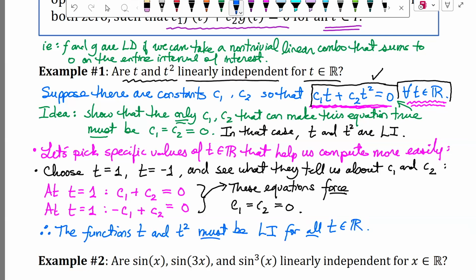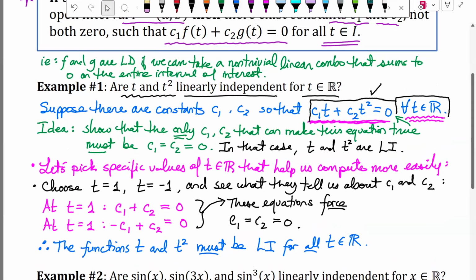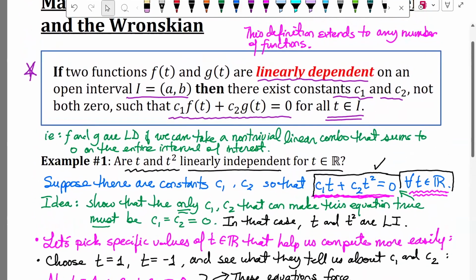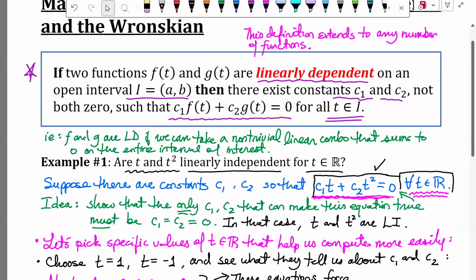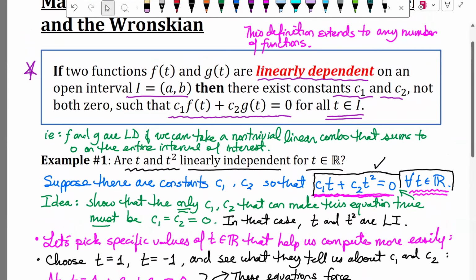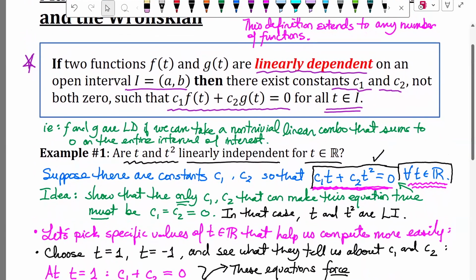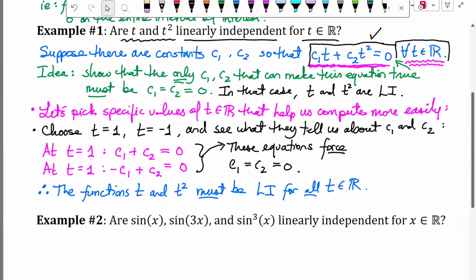Let's see what happens if we are looking at three functions. Remember that I said that this statement, even though I stated it in the context of two functions, can extend to any number of functions. And how do we extend that? We extend that by looking at the linear combination of three functions and seeing whether or not the trivial solution for the constants is the only solution.